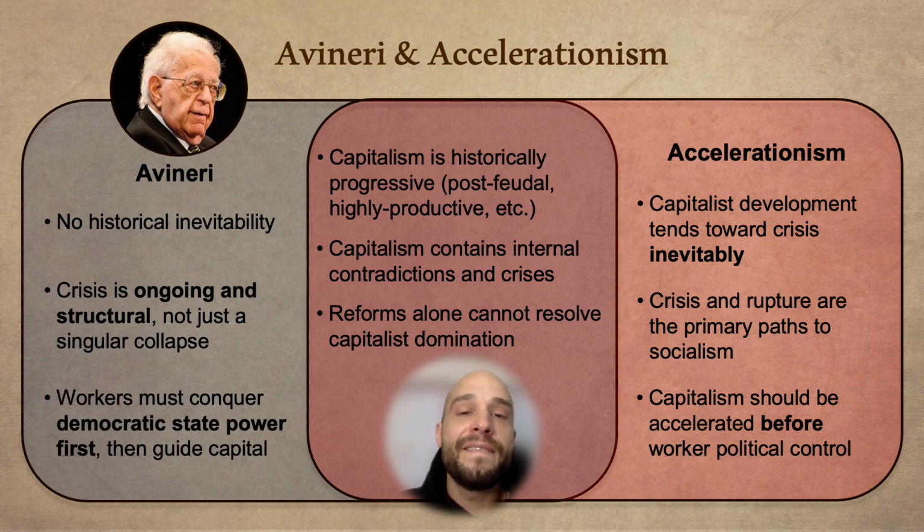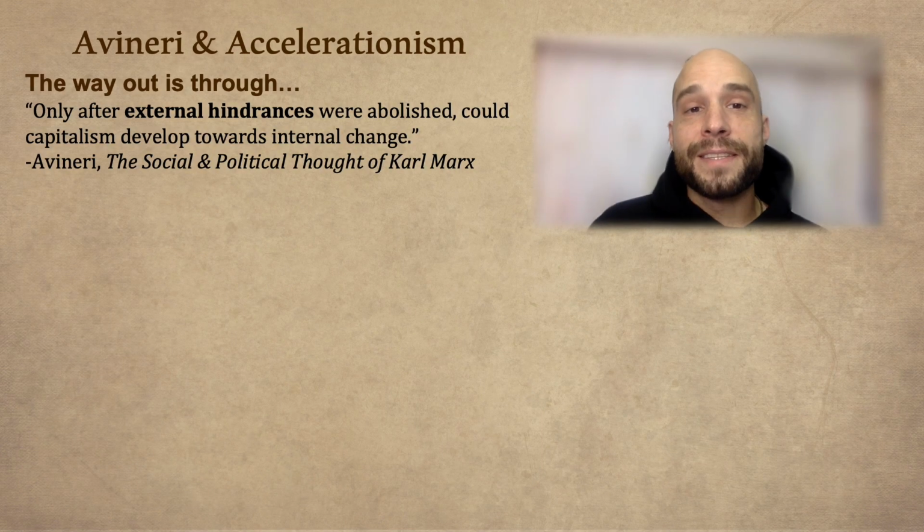Most importantly, Avineri insists that workers must win political power first through universal suffrage, organization, institutions, and sometimes rupture, and only then consciously guide capitalist dynamics towards socialism. So the core difference is this: accelerationists want to accelerate capitalism before democratic worker control. Avineri insists acceleration must happen after the working class has conquered political power. That difference is everything.